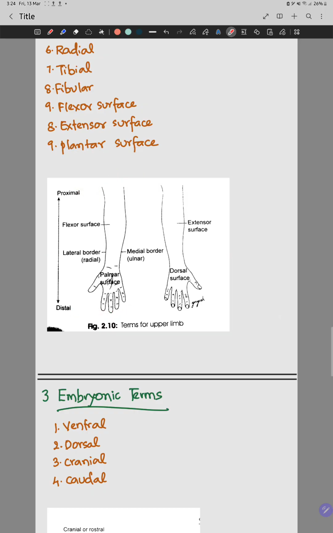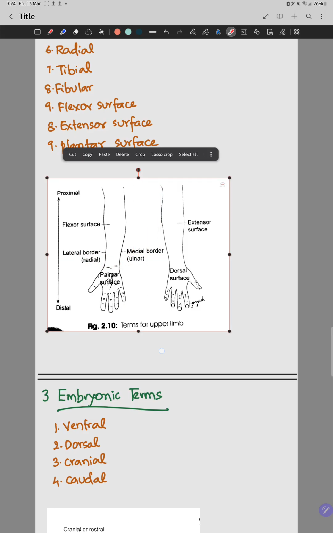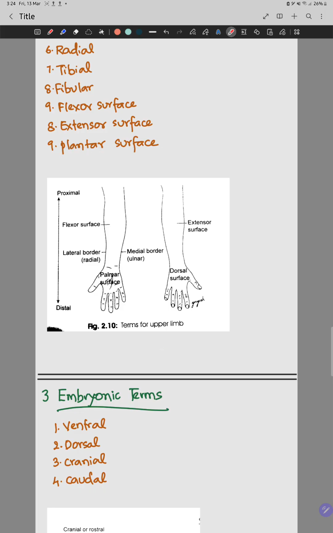Next, coming to medial and lateral border. What I have said: if this is the midline of the body, which is near to the midline is the medial border. Medial border is the ulnar border. Lateral border is the radial border. How to remember? Lateral is the radial. Remember by one trick: lateral, R are coming, so radial. Remember it in this way.